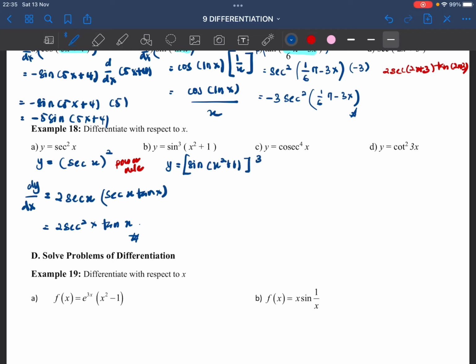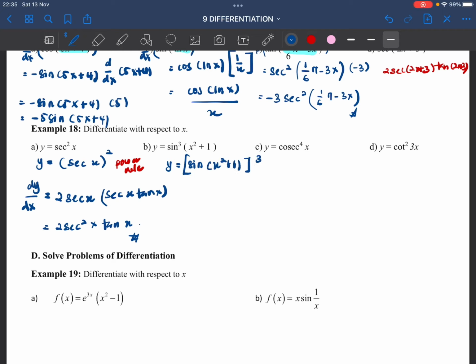Third step, power minus 1, which is we get 2. Okay, and the last step, we have to differentiate yang dekat sini. So, differentiate sin x square plus 1. Differentiate sin, we get cos x square plus 1. Adakah dah habis? Okay, dah habis ke belum?